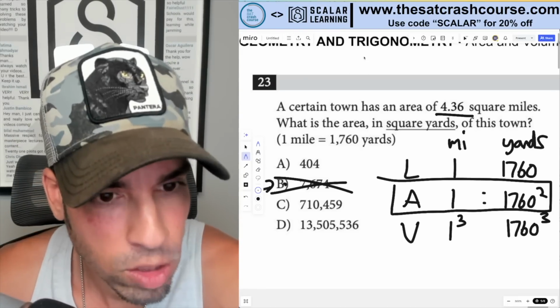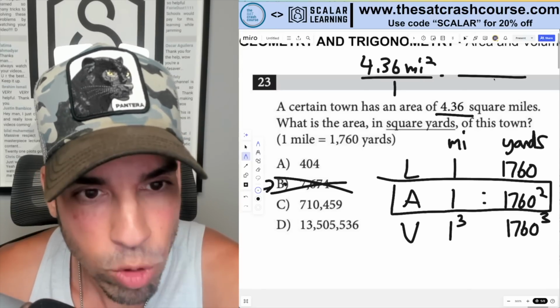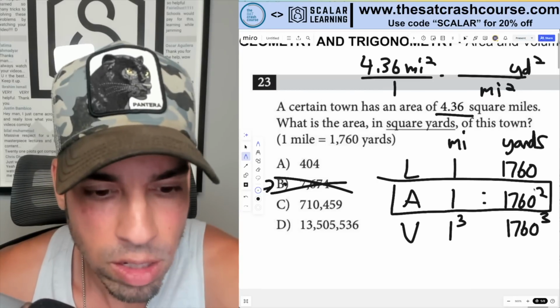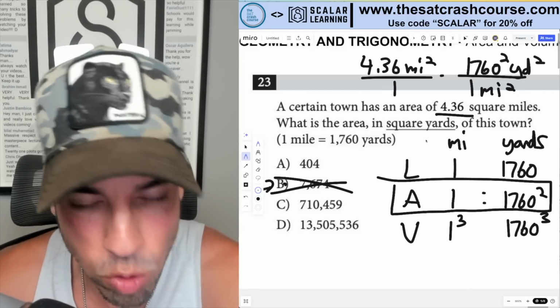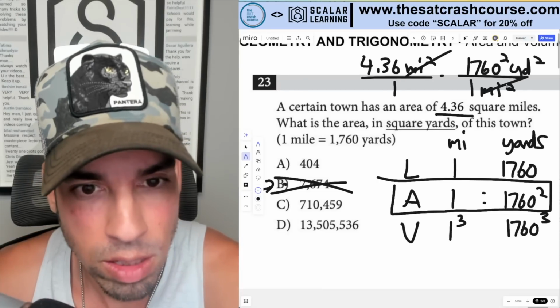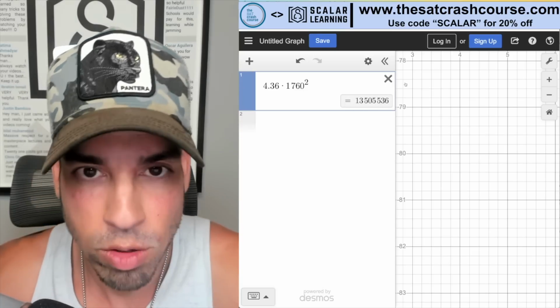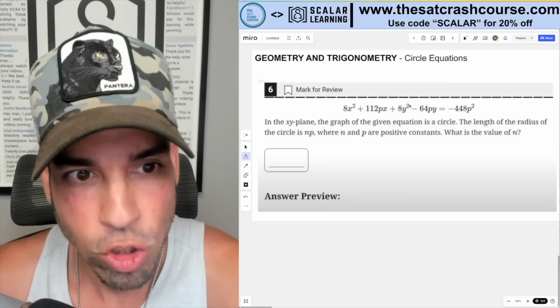But what this means is when we have 4.36 miles squared, and we're trying to convert to yards squared, we now see that the correct equivalency is 1760 squared to 1 squared, which is just 1. Now these units cancel out, and we can carry out the calculation. And here we get our answer, this huge number, approximately 13 million, which means D is the winner. Done. Next, we have a circle equation problem.